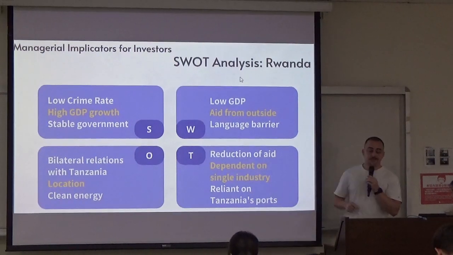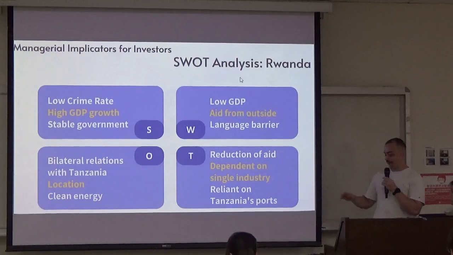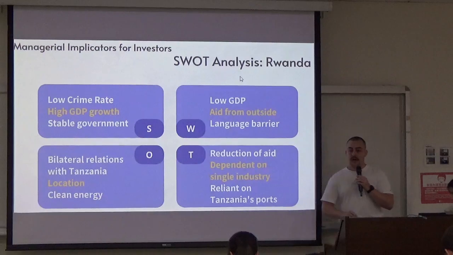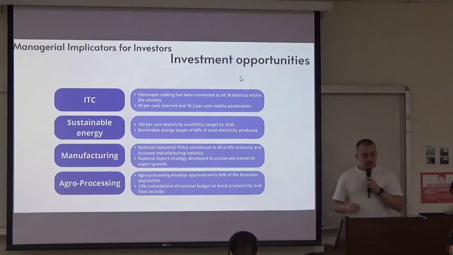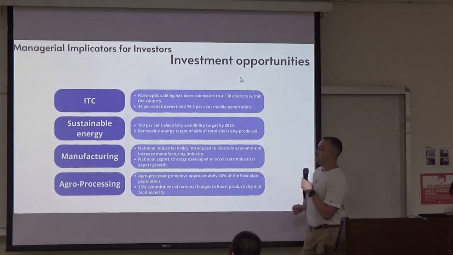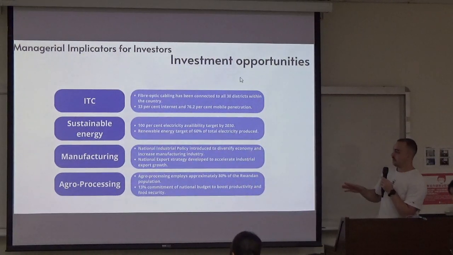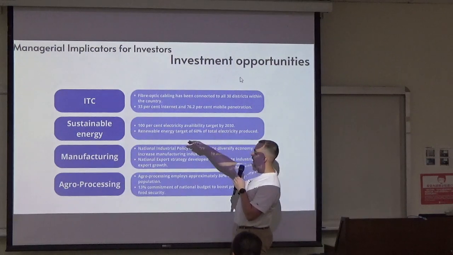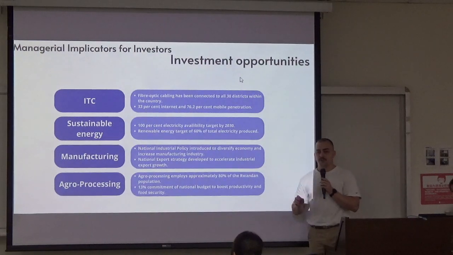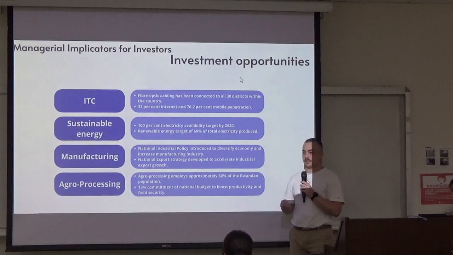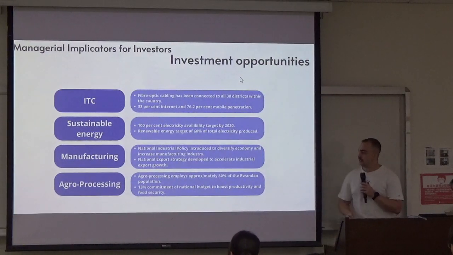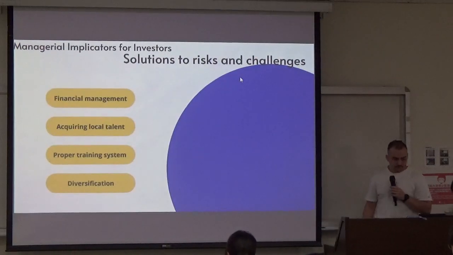And lastly, reliance on Tanzania's ports. So they have about 70% of their import-export through the Tanzanian docks. Now, some of the investment opportunities that we've located are ICT, sustainable energy, manufacturing, and agro-processing. In regards to sustainable energy, they want about 100% of their electricity availability target by 2030. So they're making massive strides right now, especially within the government, to improve their electricity availability in the region. And they want 60% of that to be renewable electricity produced.